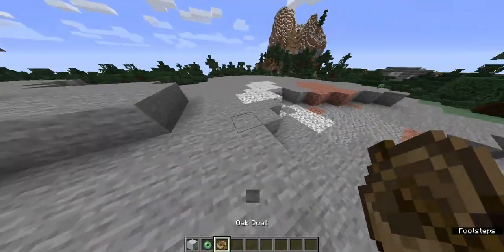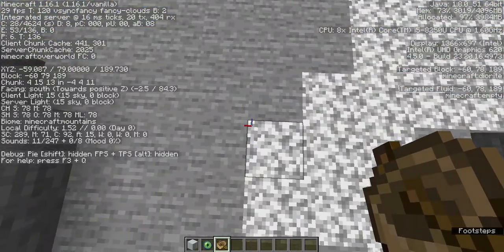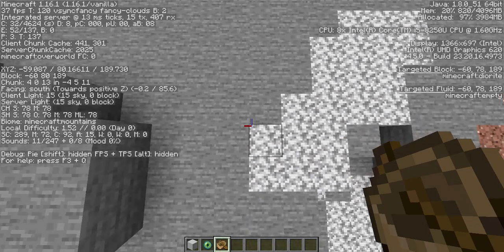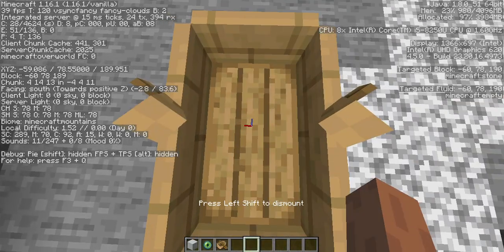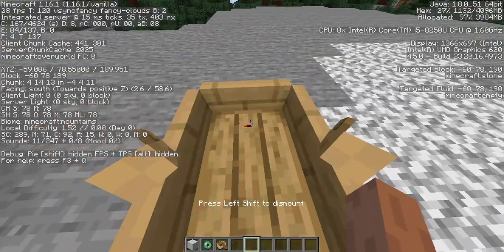And the reason why this works is because if you place a boat facing 0, 0, or not facing 0, 0, facing a 0 degree angle.